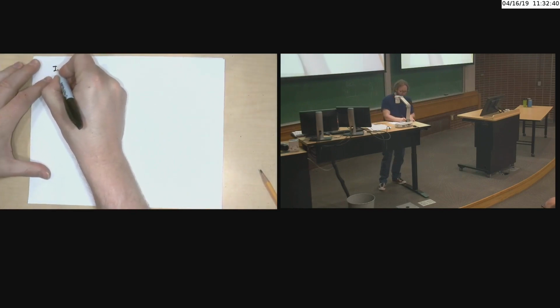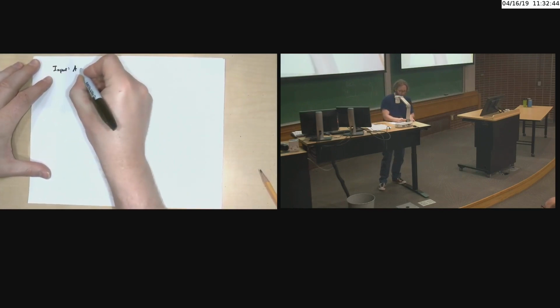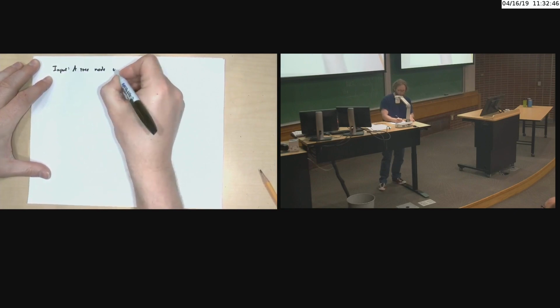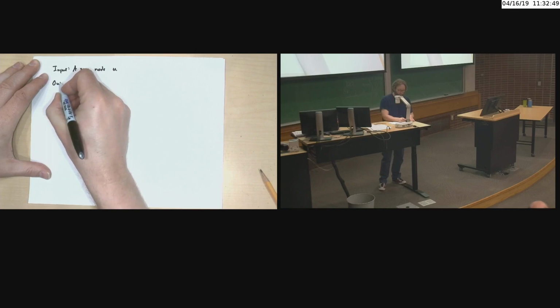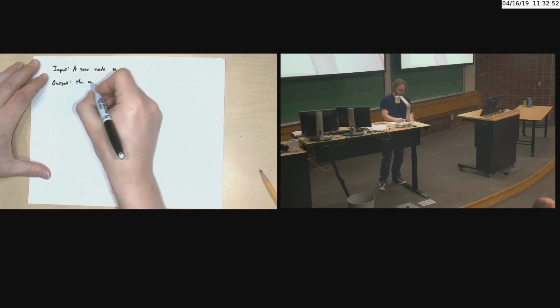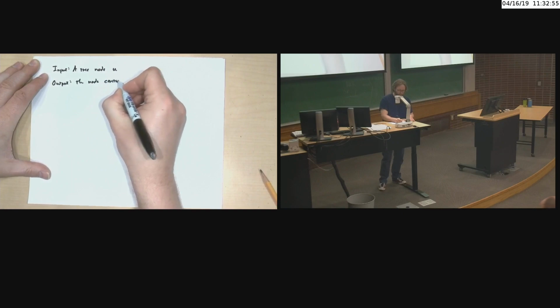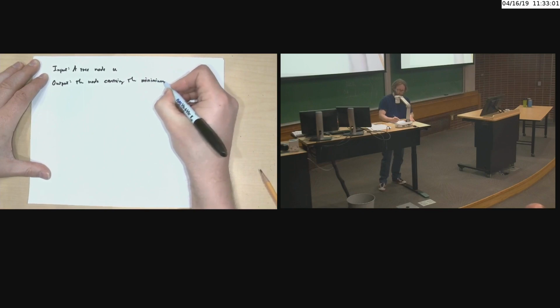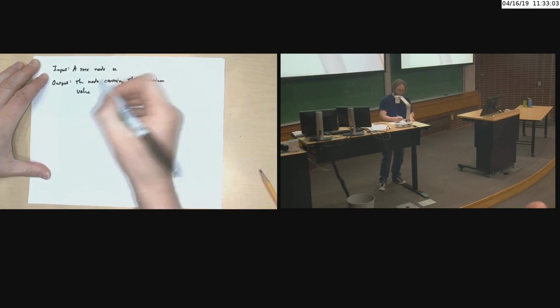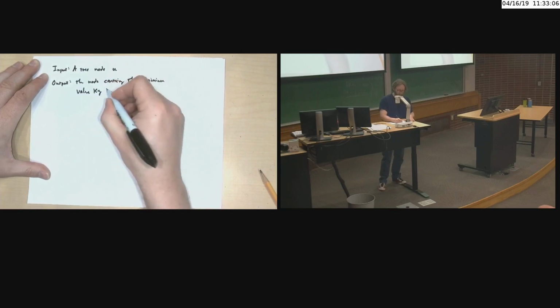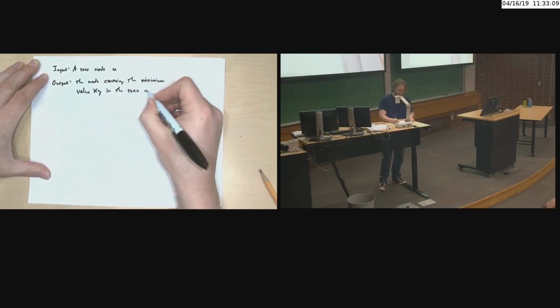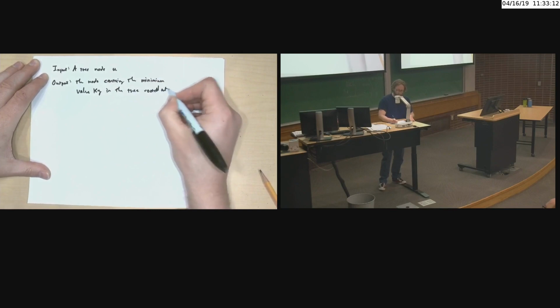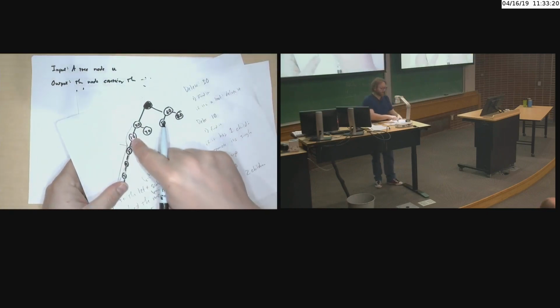So our input here is going to be a tree node, U, right? And our output will be the node containing the minimum value key in the tree rooted at U. So you could think of this as starting at the root of the entire tree, or you could think of this as going to an internal node somewhere in the tree and then finding the minimum value there.